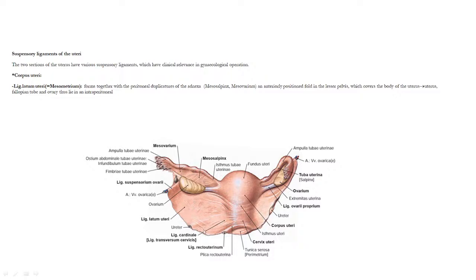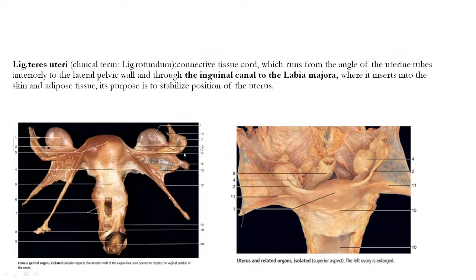This is your ligamentum latum uteri. This is mesosalpinx, mesovarium, and ligamentum transversum cervicis, and ligamentum ovarii proprium. Ligamentum latum uteri. Ligamentum teres uteri.